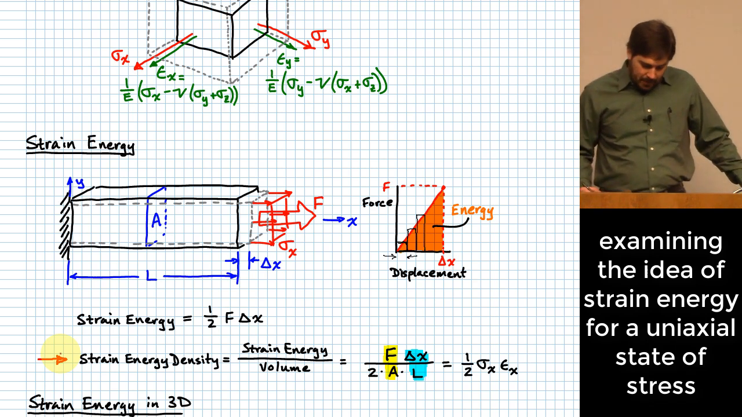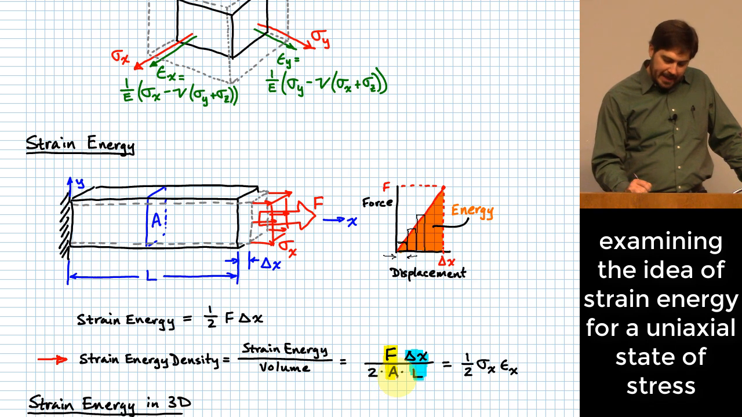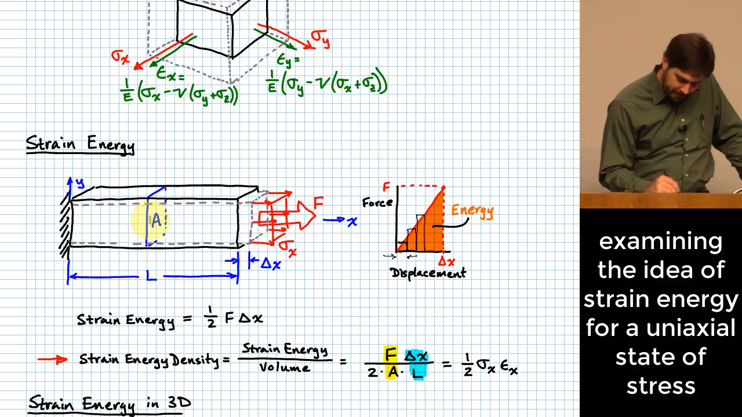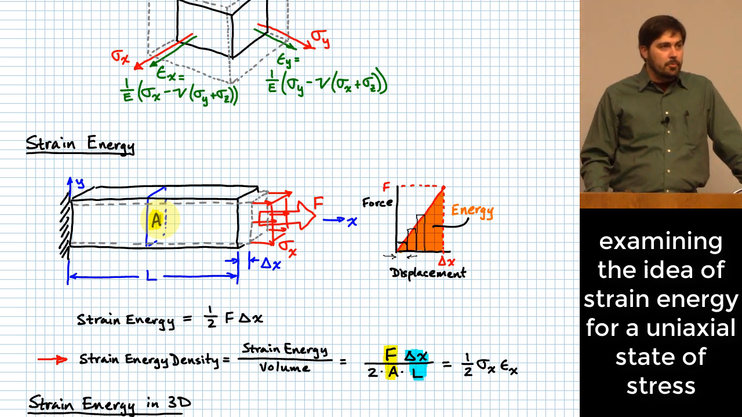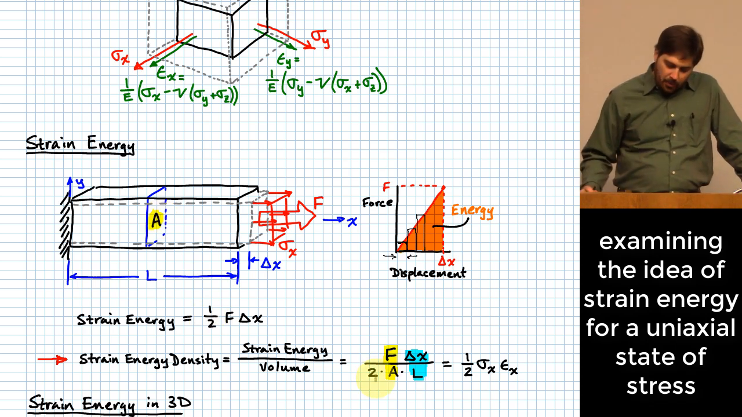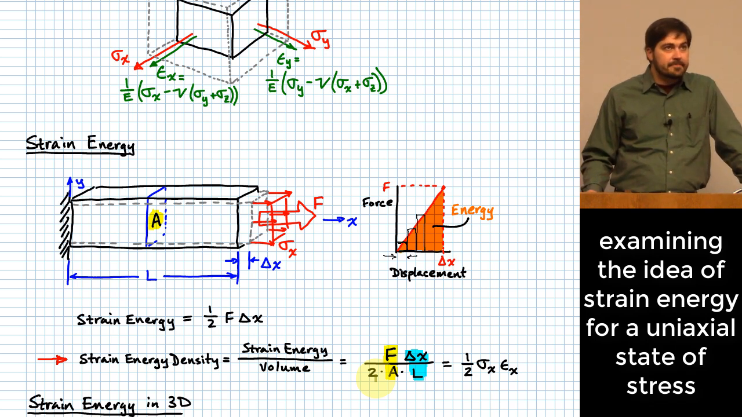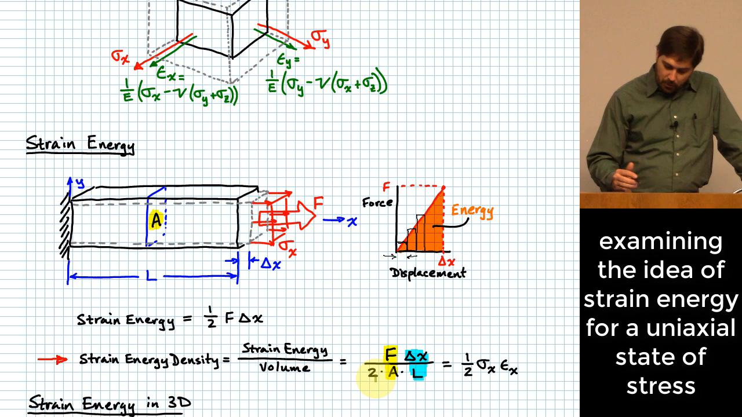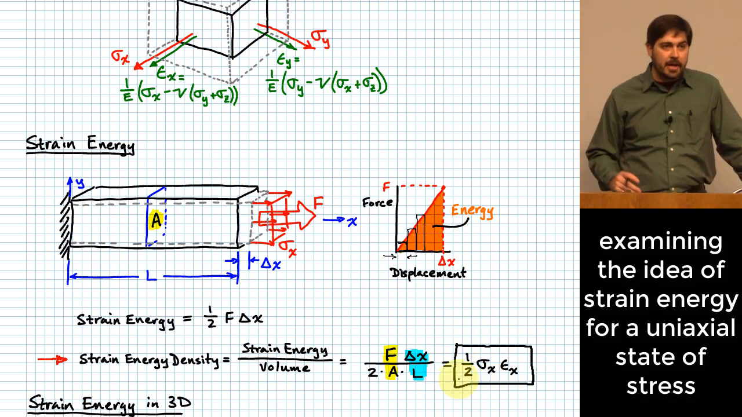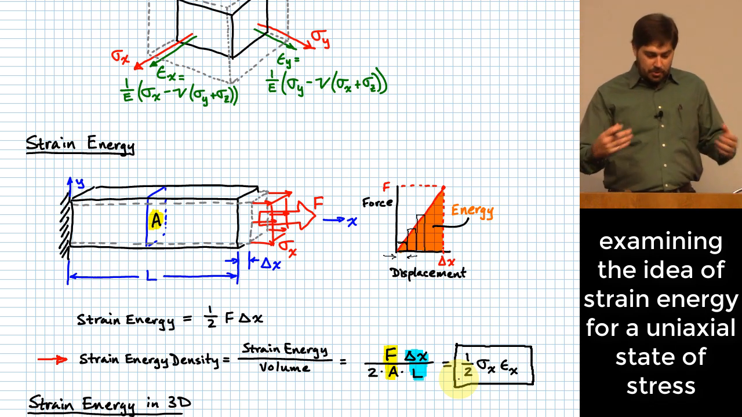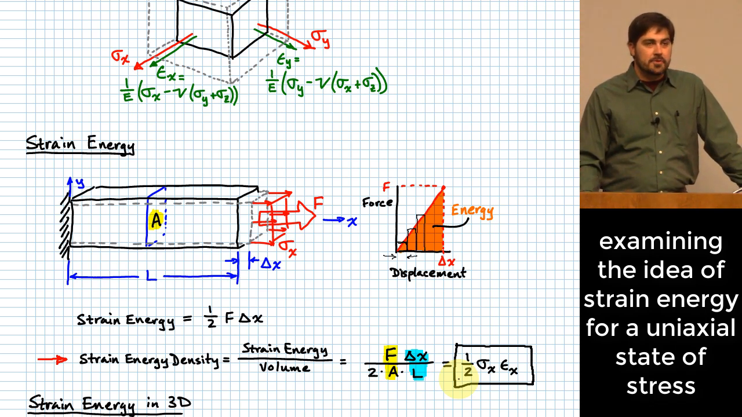Now let me show you this. The volume of this rod is equal to the area of the rod, I've got that shown right up here, right? Times the length of the rod, right? So that's the volume of the rod, is area times length, okay? Now I have the 1/2, that's where the 2 comes from. Now look at this, F over A, what is that? Stress. And what is delta X over L? Strain. Okay? And so what we end up seeing here is that 1/2 stress in a particular direction times the strain in that direction gives you your strain energy density. Okay? So 1/2 stress times strain in a particular direction gives you strain energy density.